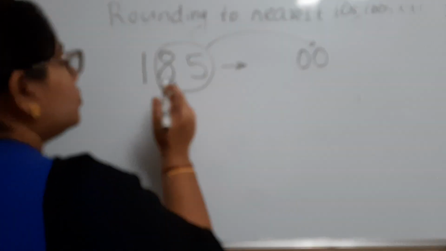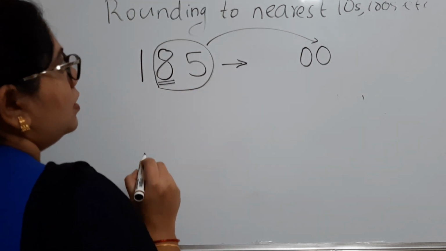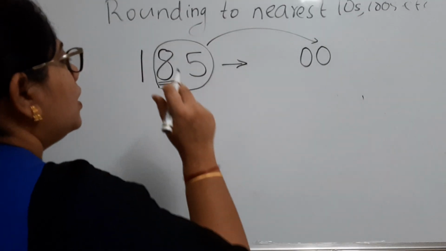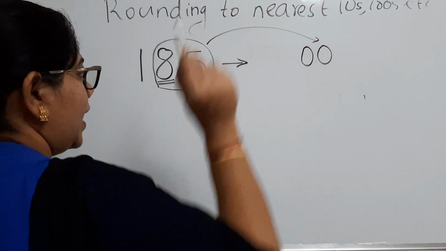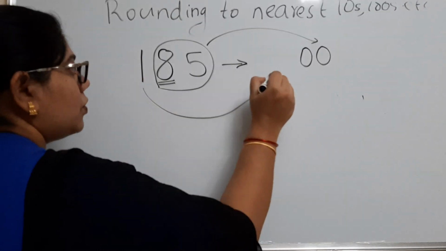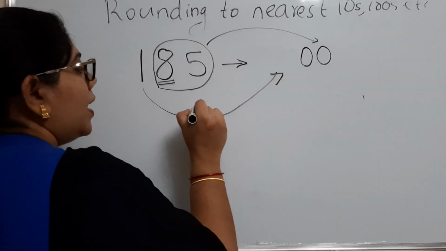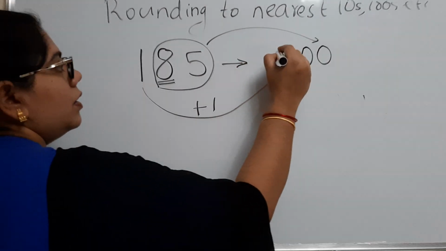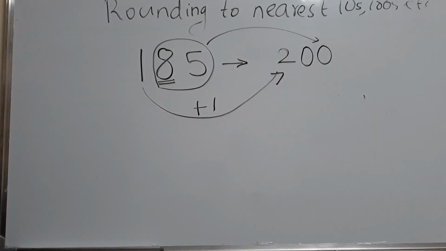Okay. Now, we have checked here the tens place. So rounding to the nearest 100 means you want to check the tens place. If the tens place is 5, 6, 7, 8, 9, then whatever is before this tens place, plus 1 you want to do. So 1 plus 1, 2. So our answer is 200.